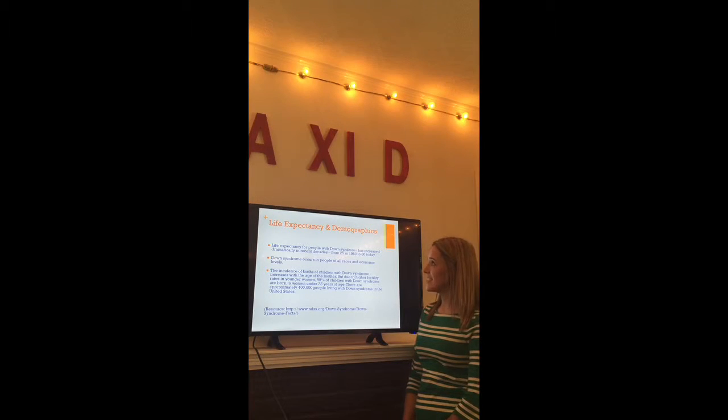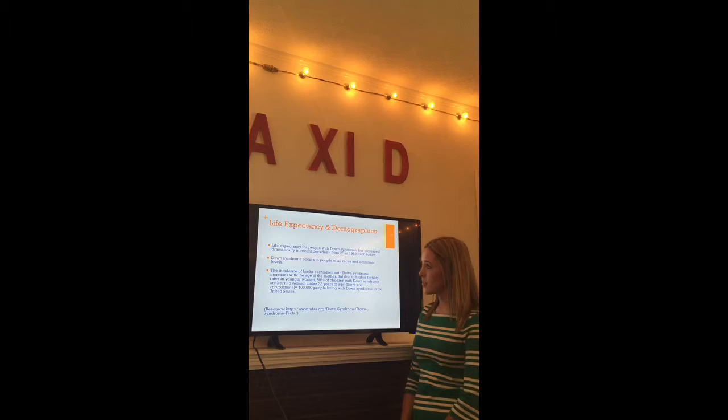Life expectancy and demographics. The life expectancy for people with Down syndrome has increased dramatically in recent decades, from 25, which seems really young, in 1983, to 60 today, which is a huge gap, so it shows the improvements we've made and the ways we are able to help people with Down syndrome to live longer. Down syndrome occurs in people of all races and economic levels.